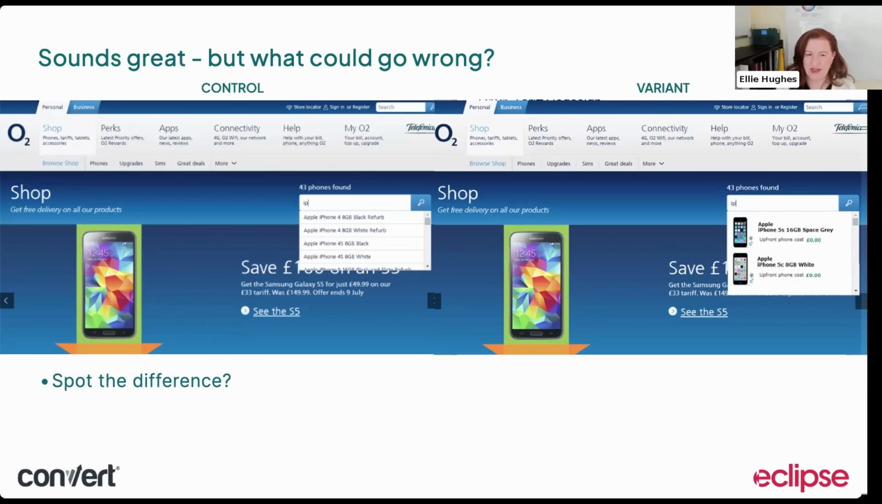I can see a few people on the chat. So it's the little interaction. Yes, exactly. You can see where someone started typing two letters, IP, and on the left-hand side it gives you a list of iPhones, and on the right-hand side it gives you iPhones and pictures. But could you guess the potential problem with this test, given what I was just talking about in terms of scoping? Can anyone guess what might have gone wrong with the scoping of this experiment?